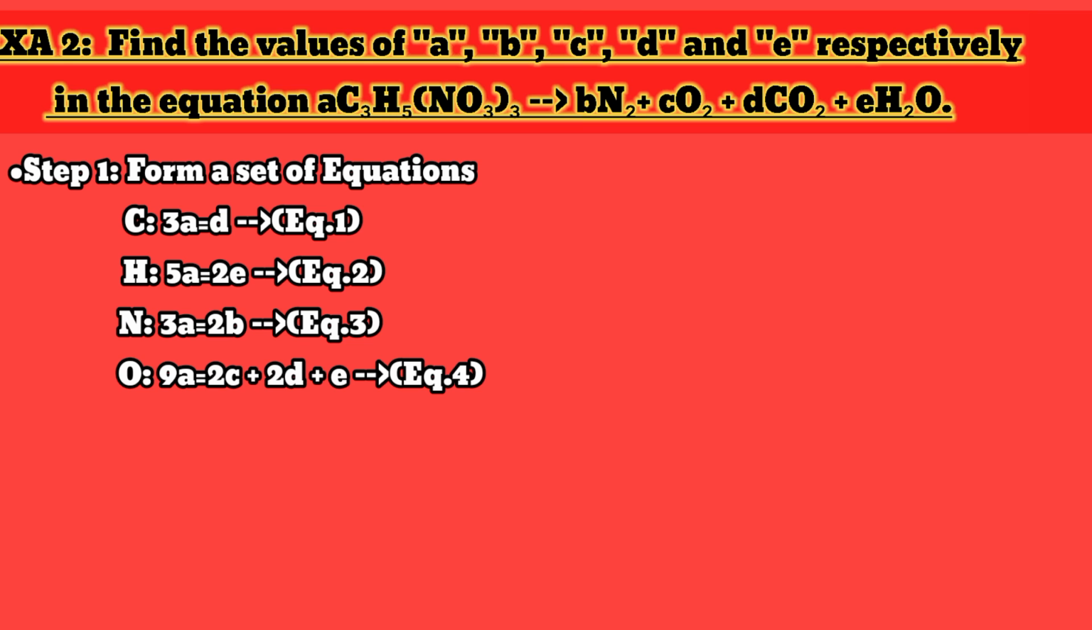For nitrogen, 3A in the left hand side equals 2B in the right hand side. And for oxygen, 9A in the left hand side equals 2C plus D plus E in the right hand side of the equation.